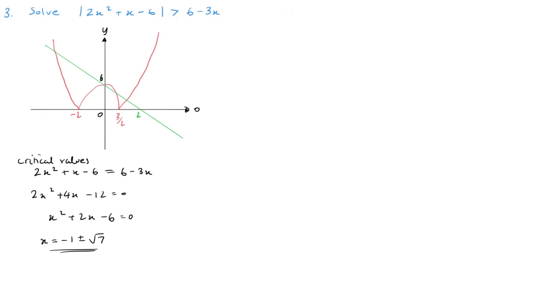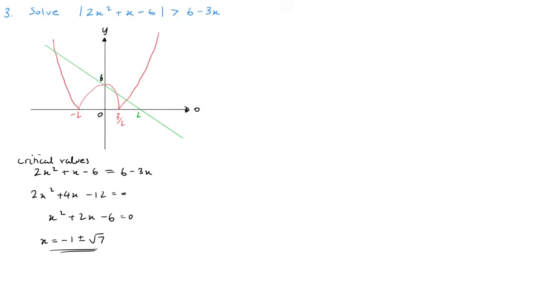Okay, and that gives me a value of 1.65, which is in between 1.5 and 2. And then the other value should be a negative value less than minus 2. And minus 1 minus root 7 gives me minus 3.65, which again makes sense for this one.